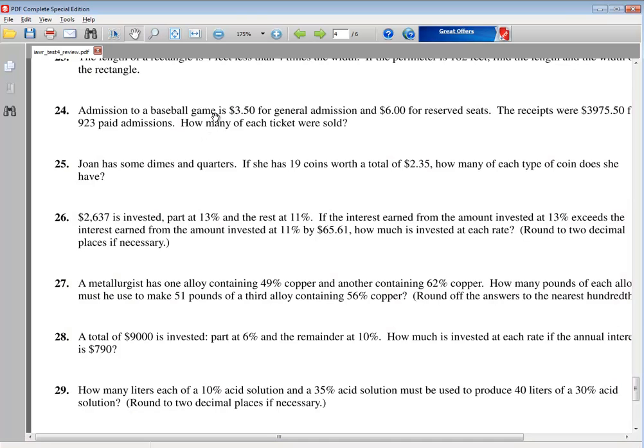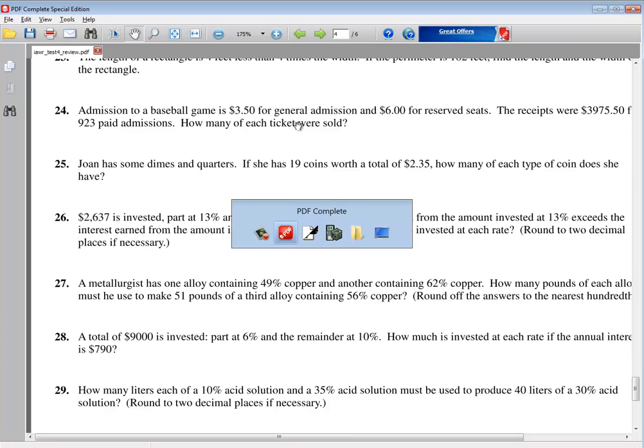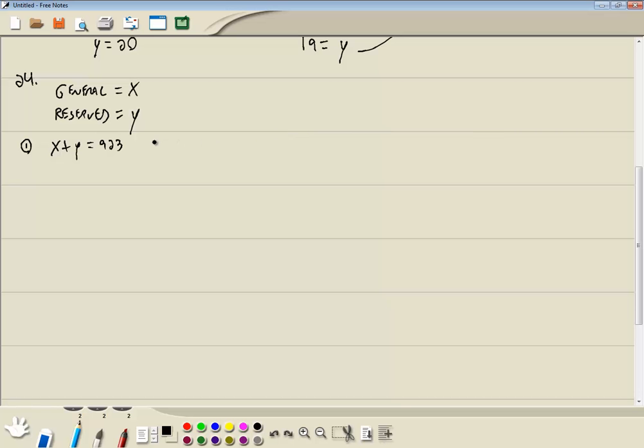Okay, admission is 3.50 for general. So we got 3.50 times general. So 3.50 times the number of general tickets.